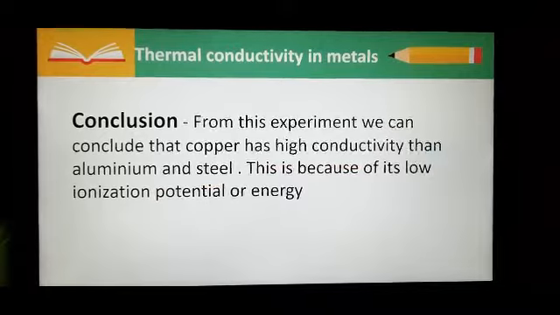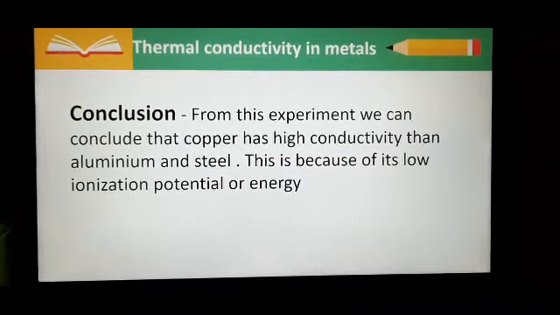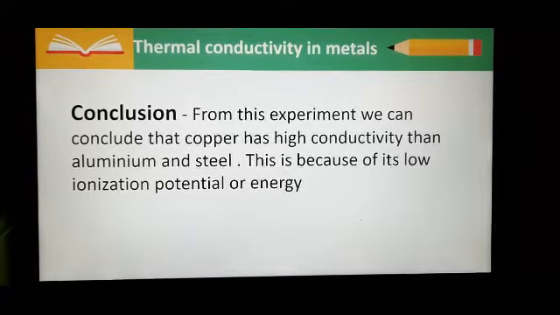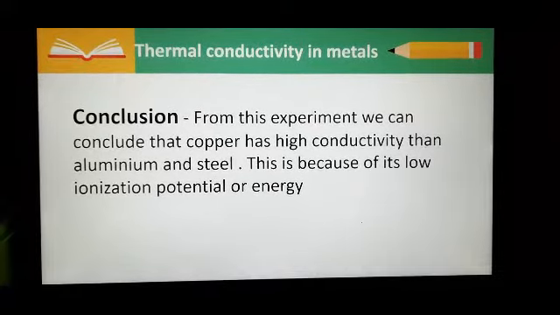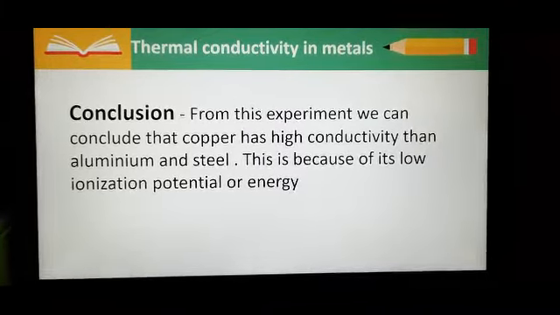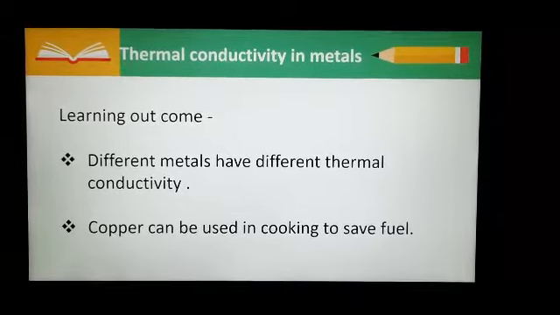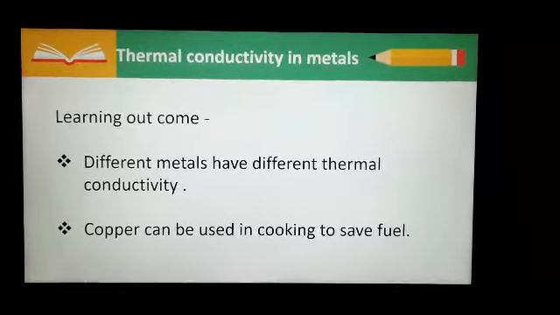From this experiment, we can conclude that copper has higher conductivity than aluminium and steel. This is because of its low ionization potential or energy. From this experiment, I understood that different metals have different thermal conductivity. Thus, we can conclude that copper can be used in cooking to save fuel.